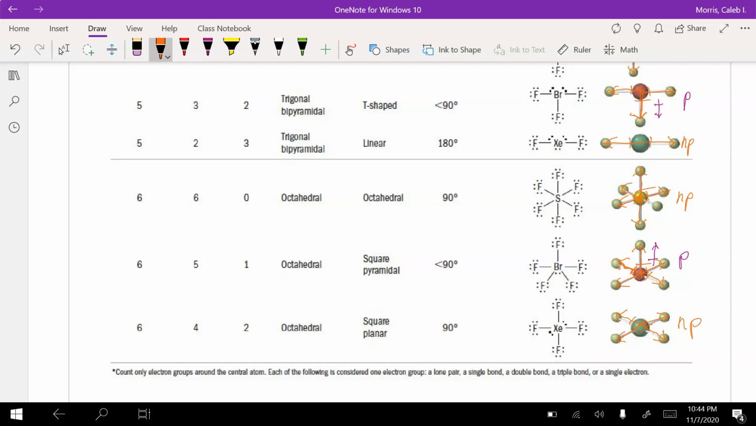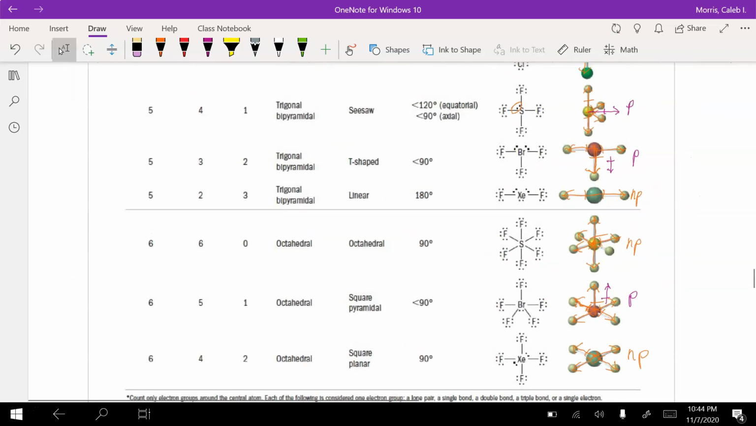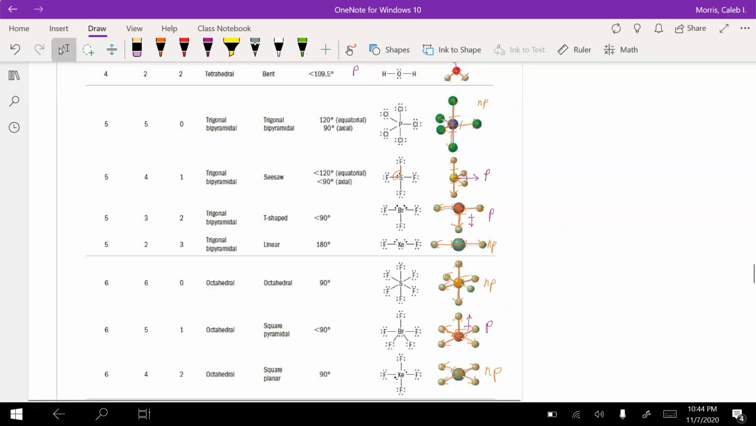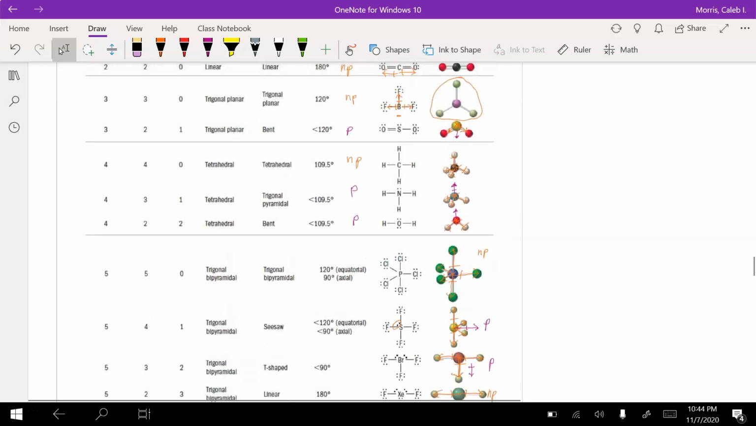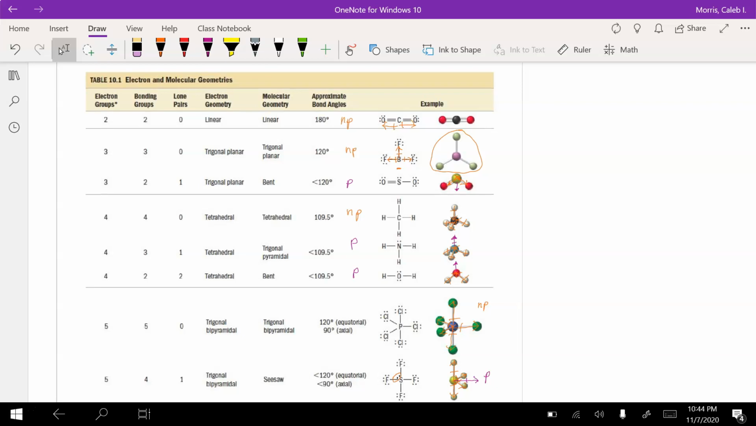All right, that's it for just kind of looking at the geometry of these and deciding which molecules would be polar, which would be nonpolar. It is an important skill to be able to decide if a molecule is polar or nonpolar. You'll find that it becomes really important in our next unit, which is talking about intermolecular forces.